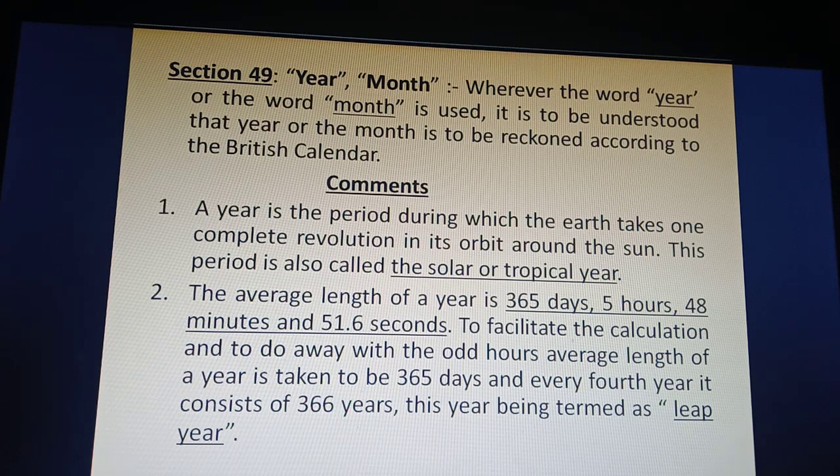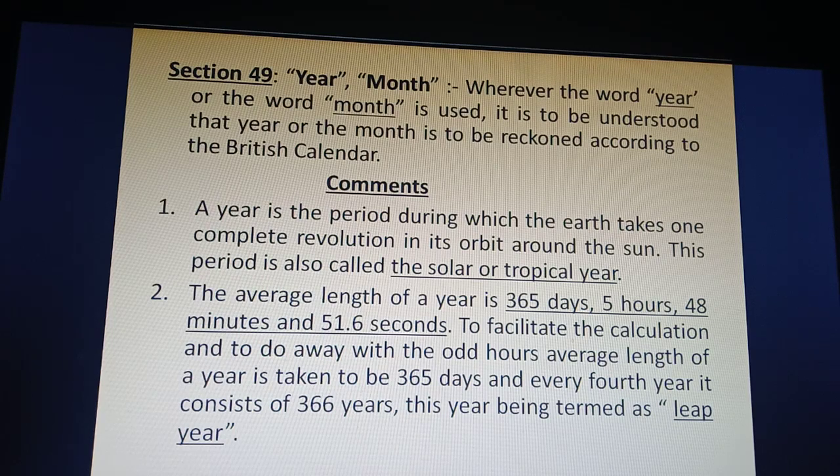The next definition is of year and month. Section number 49 tells that the word year and month is to be understood according to the British calendar. Okay, there are many types of year. It may be the financial year, it may be the Desi year, it may be the Desi month, but according to Lord Macaulay, who had drafted the Indian Penal Code, he said that wherever the word year or the word month is used, it is to be understood that year or the month is to be reckoned according to the British calendar. And British calendar, we all know, starts from 1st of January and ends on 31st of December.